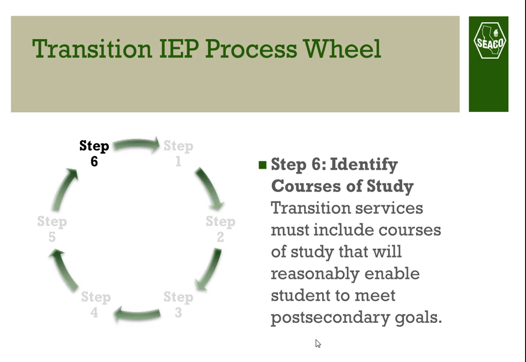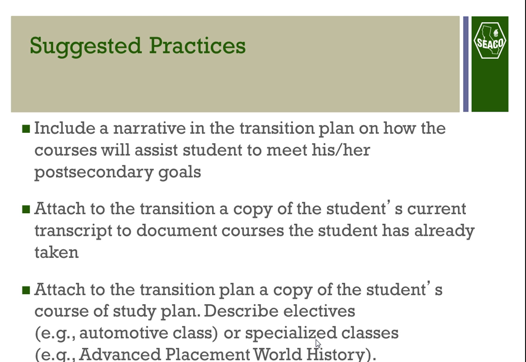The final step of the IEP process wheel includes identifying courses of study. Transition services must include courses of study that will reasonably enable a student to meet their post-secondary goal. Suggested practices include a narrative in the transition plan on how these courses will assist the student to meet his or her post-secondary goal.